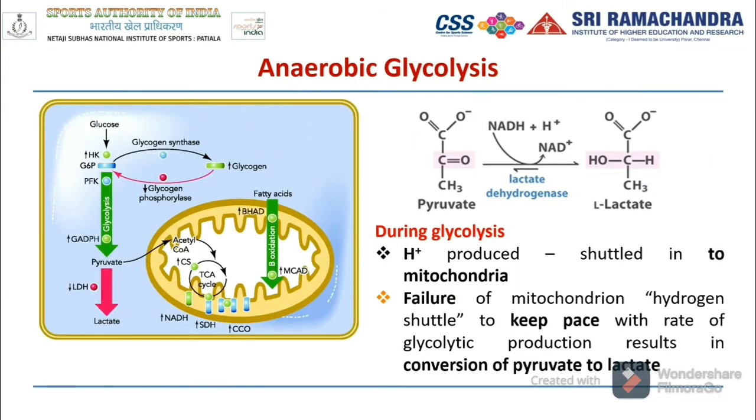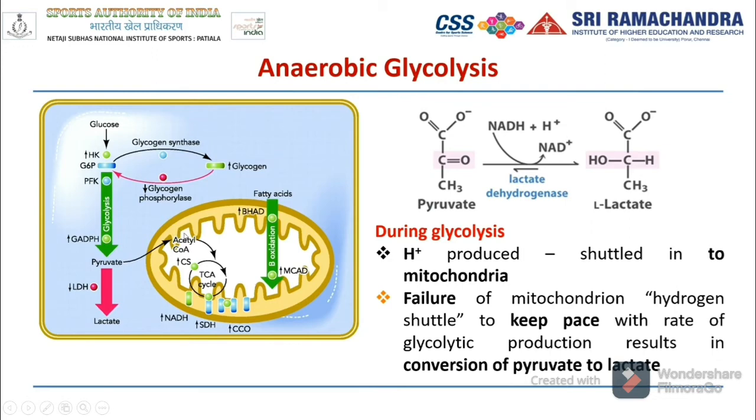Now we are looking at the next system, anaerobic glycolysis. This is an intermediary metabolism. When we look at the aerobic metabolism of glucose, there are 3 essential steps, namely glycolysis, the citric acid cycle or the TCA cycle, and then the electron transport chain. These 3 steps are very essential for the oxidative metabolism to continue.